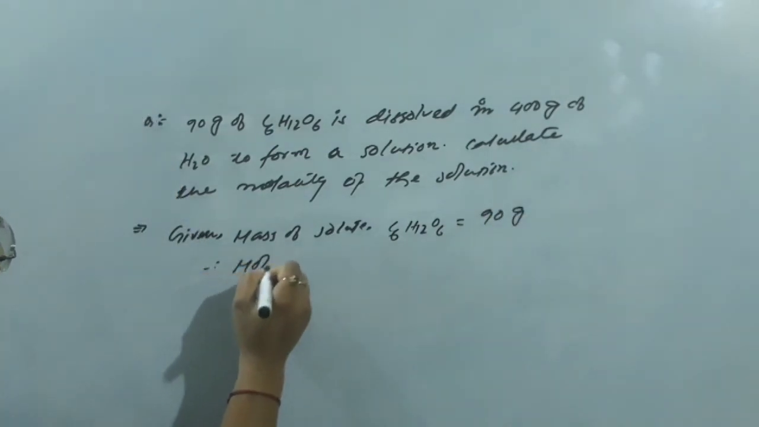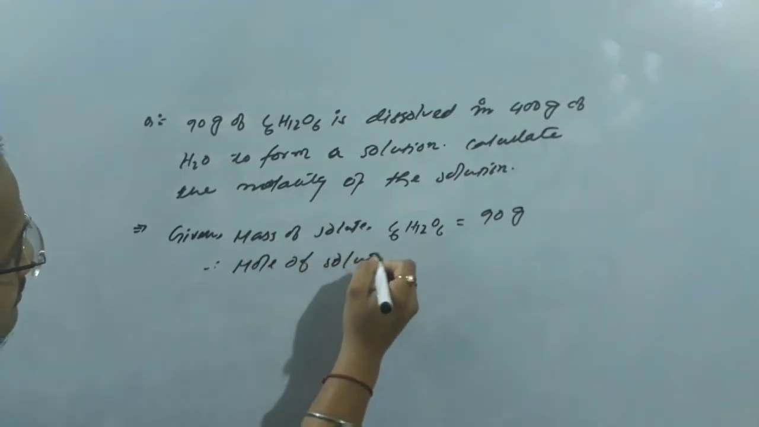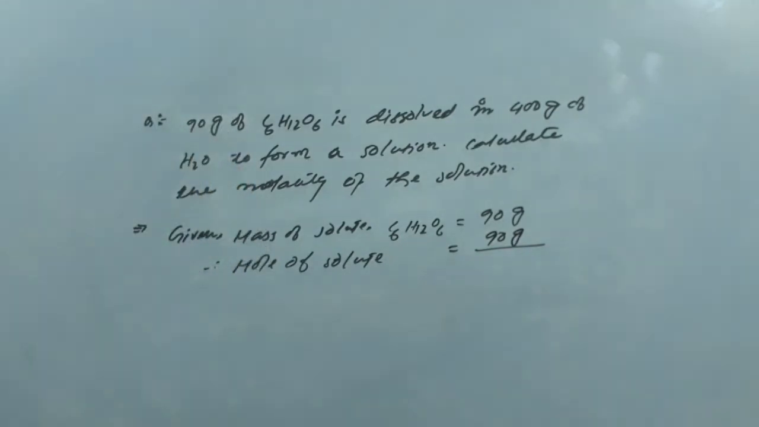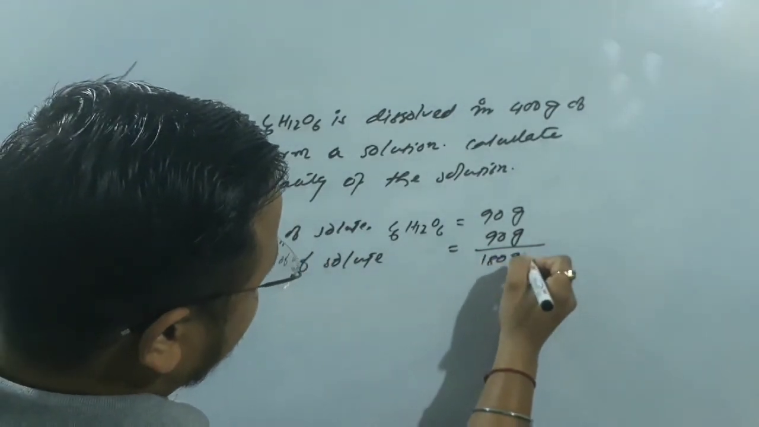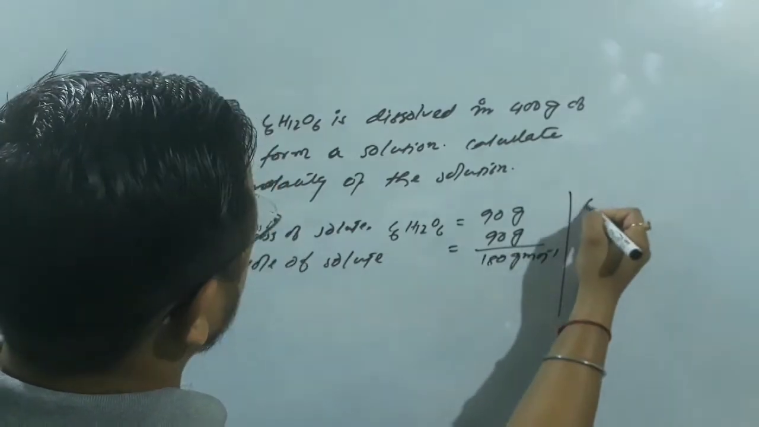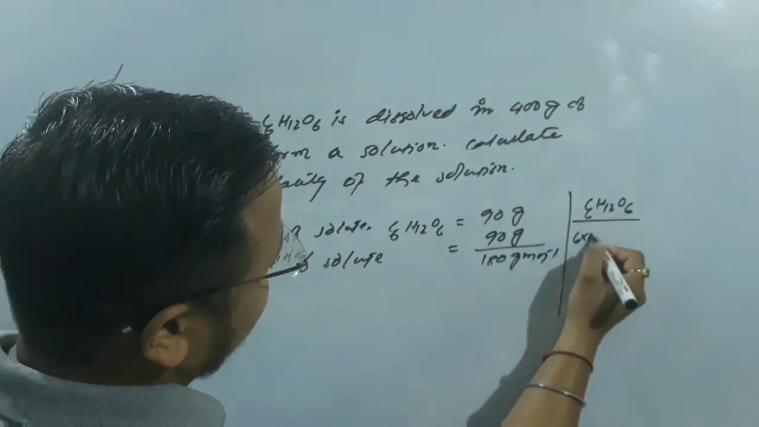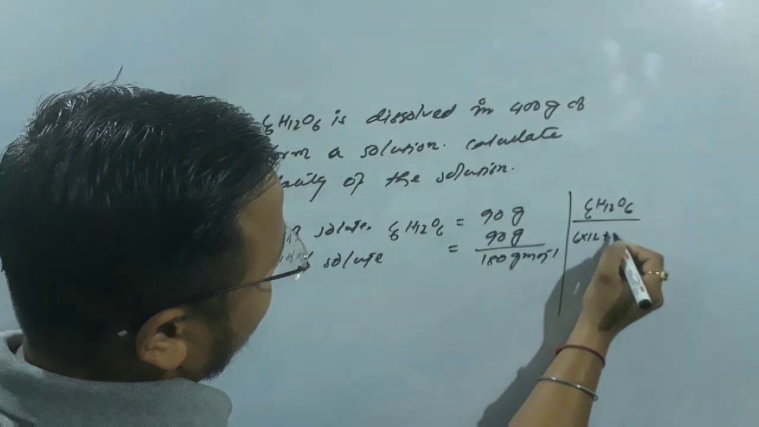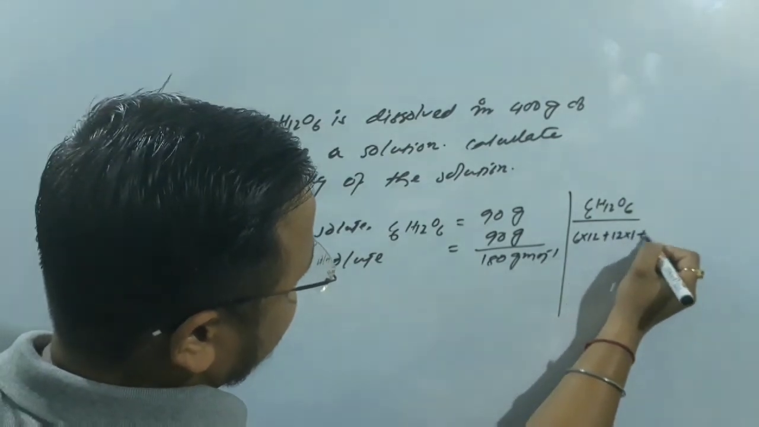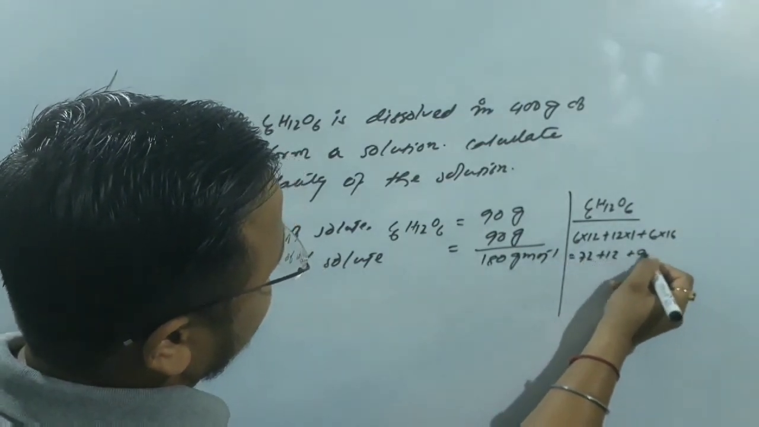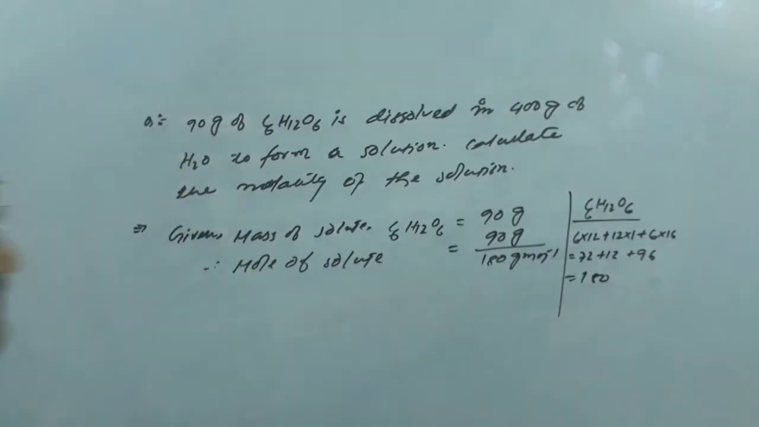Therefore moles of solute will be given mass 90 gram divided by molar mass. The molar mass of this will be 180 gram per mole. If you want to know how we calculated this: 6 carbon, 1 carbon is 12; 12 hydrogen, 1 hydrogen is 1; 6 oxygen, 1 oxygen is 16. So 72 plus 12 plus 96, which equals 180. This is how we calculate the molar mass of C6H12O6.